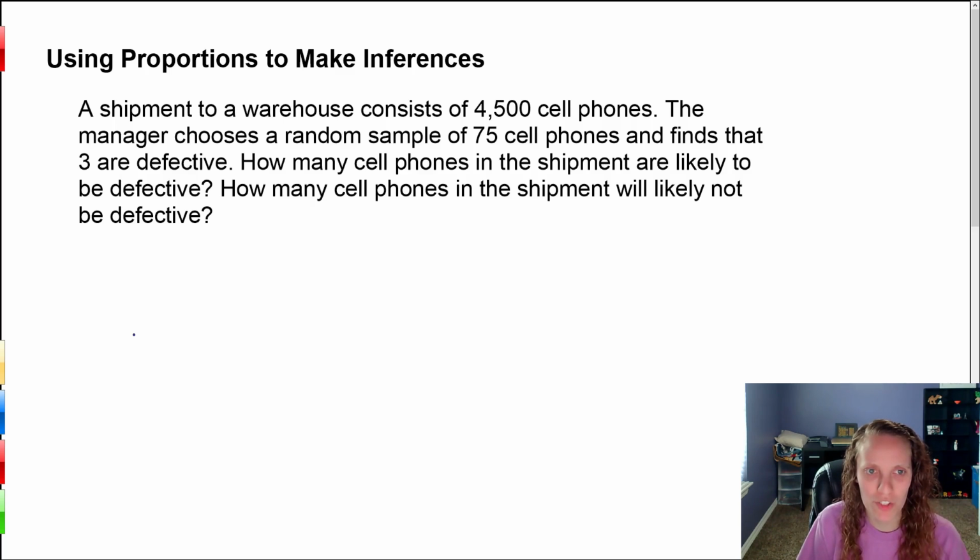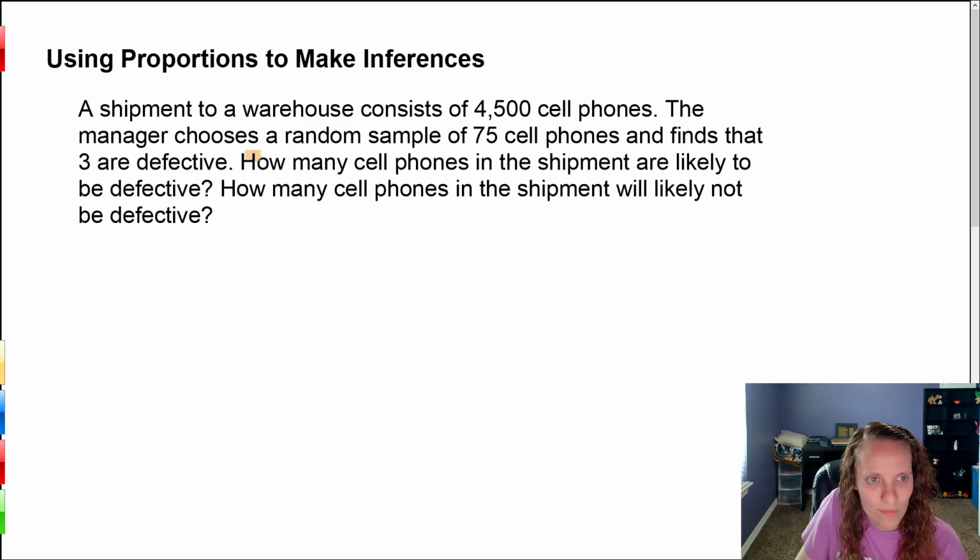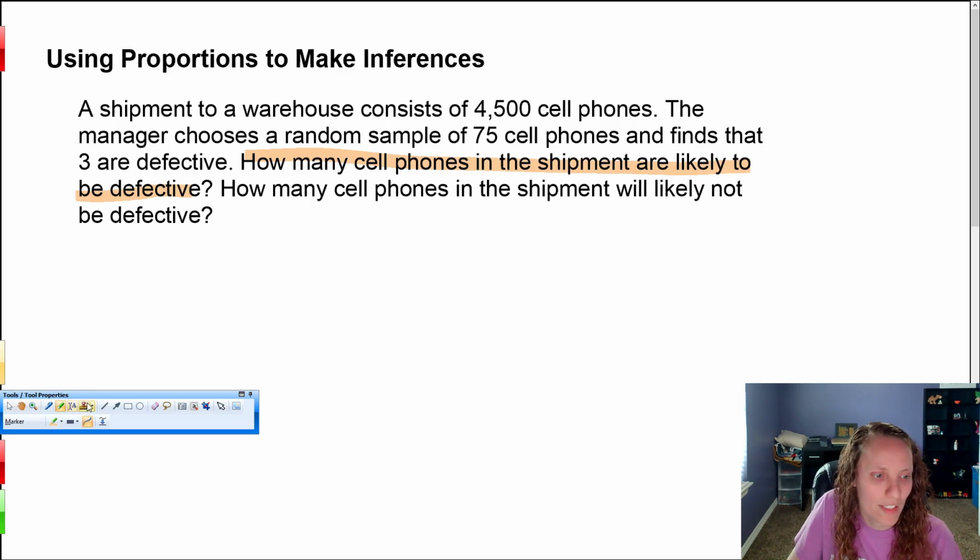The manager chooses a random sample of 75 cell phones and finds that 3 of the 75 are defective or don't work. First of all, we want to know how many cell phones in the shipment are likely to be defective. And then we want to know how many cell phones in the shipment will not be likely to be defective.